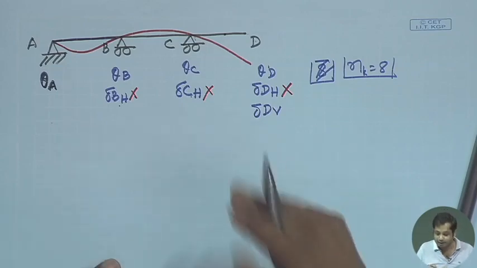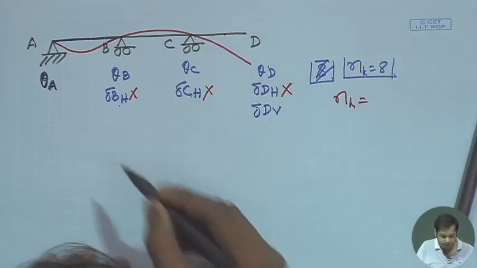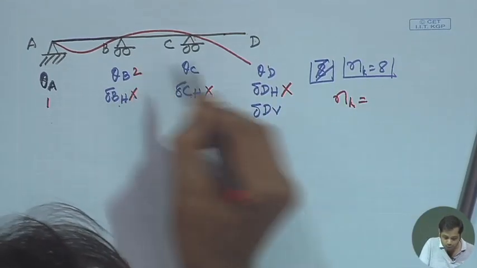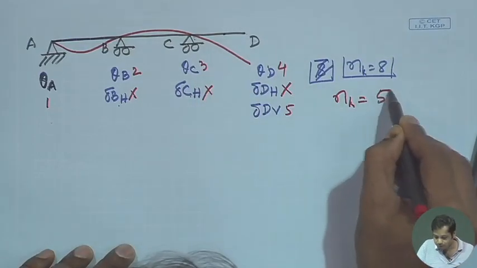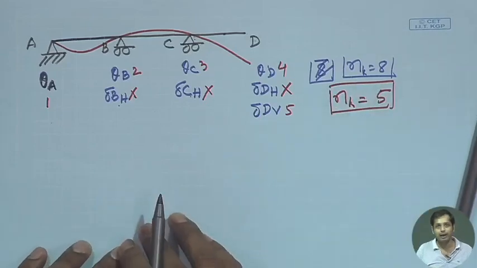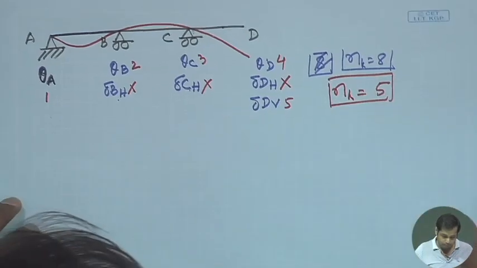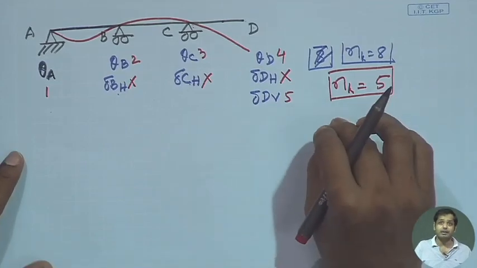Then what are the degrees of freedom now? What is the kinematic indeterminacy now? Kinematic indeterminacy becomes 1, 2, 3, 4, 5. So total kinematic indeterminacy is 5 for this problem. Okay. So when you write the kinematic indeterminacy, it is very important to know or state whether you are actually allowing axial deformation or not.